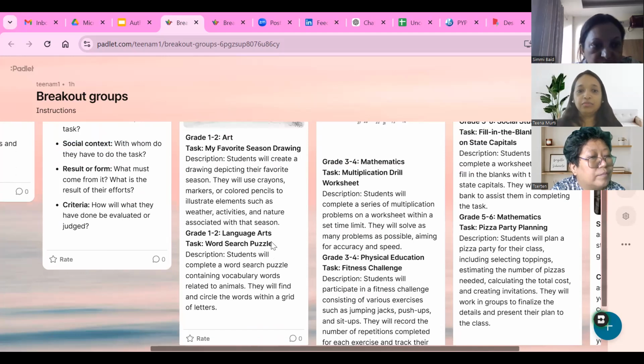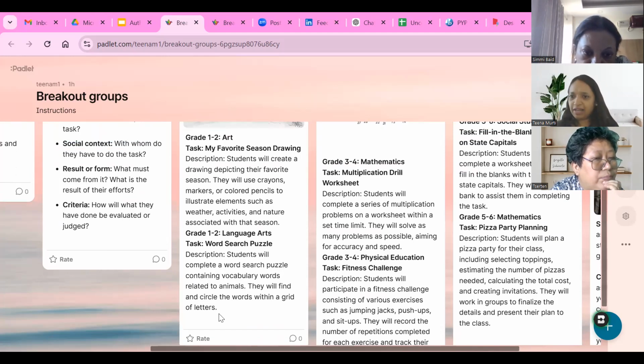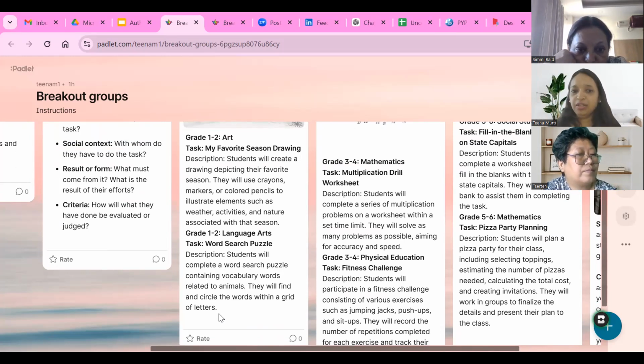So this one is on language. Students will complete a word search puzzle containing vocabulary words related to animals. They will find and circle the words within a grid of letters. We generally have that word search grid. In there, they are finding the words which are related to animals. And the first one is where they are creating a picture of their favorite season. So what do you think?